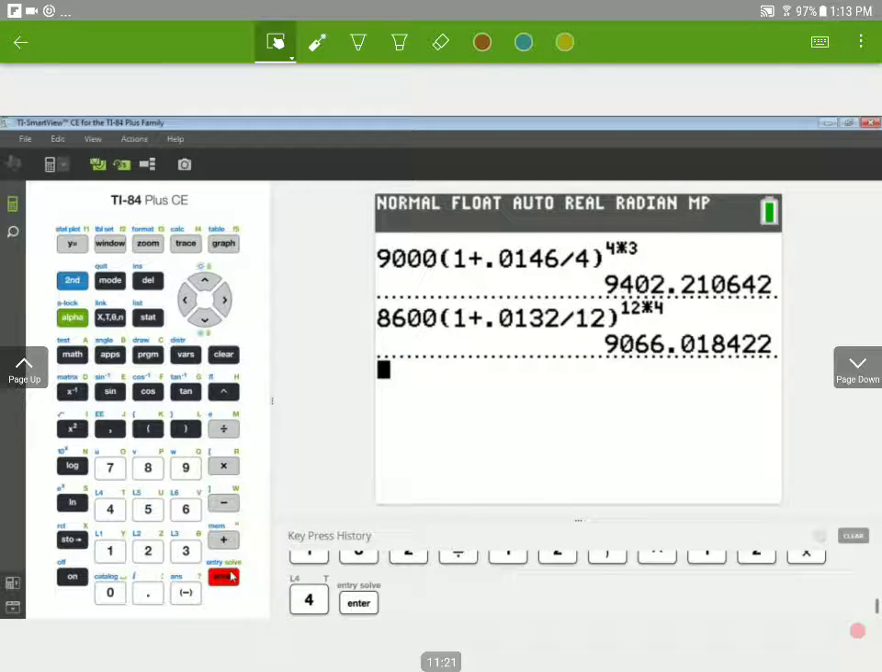Exactly. All right. At the end of 4 years, you will have $9,066 and how many cents? 2 cents. Again, the bank is going to want that penny. So it's $9,066 and 2 cents.